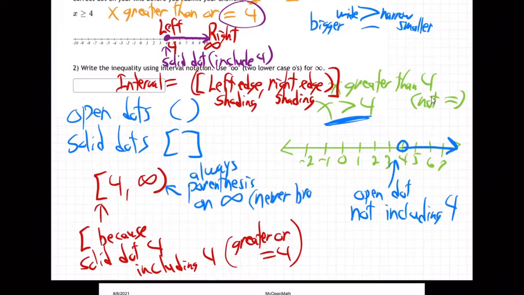Never a bracket. Why? Because you're never right on infinity. Remember, a bracket means straight on the number. Well, you can never be straight on infinity. You might go to the doctor's office and say, I waited forever. Well, you didn't really wait forever. You just started heading towards forever, right? But you didn't. You can never be straight on infinity. So we always have a parenthesis next to infinity.